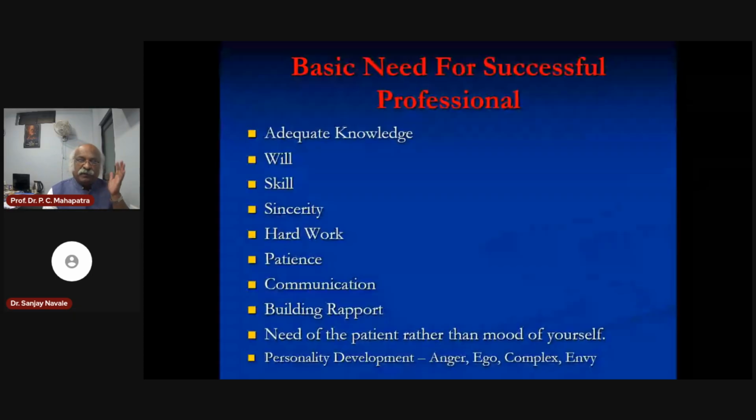And a lot of you think about various theories, various literatures and all that, and forget about the line of management, then you are gone. Ultimately, a patient has a problem, you have to solve it. The end result is important. If it's good, you are a successful professional.